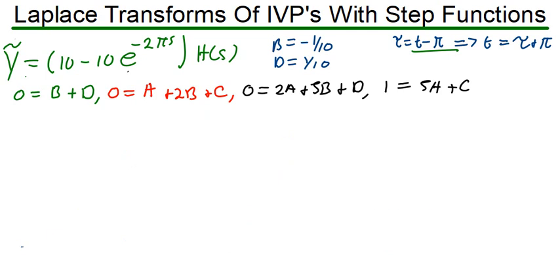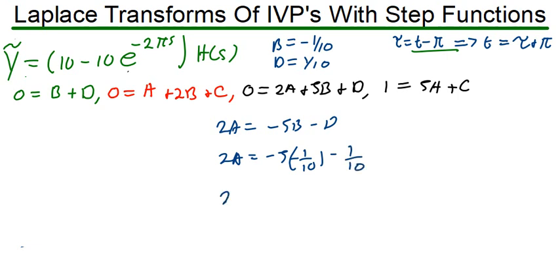Okay, so I can find my a from this one, for example. Actually, you can just make your 2a the subject of the formula. Your 2a will be equals to minus 5b minus d. That will be your 2a equals to minus 5 multiplied by your b, which is minus 1 over 10, minus d, which is 1 over 10. That will be your 2a equals to 1 over 2 minus 1 over 10. So you find that your a is going to be equals to 1 over 5.